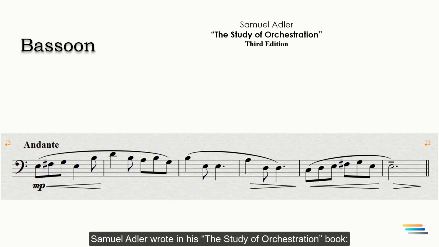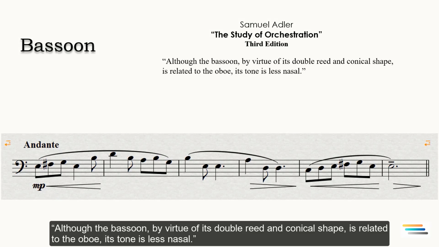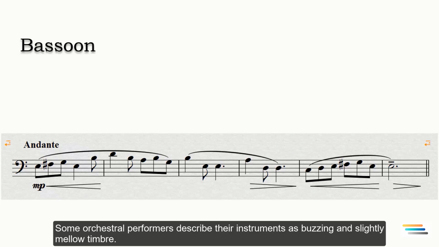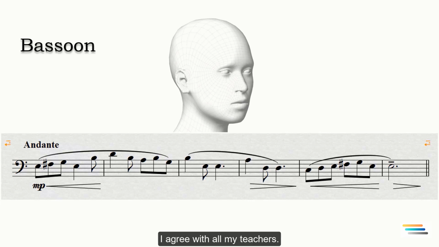Samuel Adler wrote in his The Study of Orchestration book, although the bassoon, by virtue of its double reed and conical shape, is related to the oboe, its tone is less nasal. Some orchestral performers describe their instrument as buzzing and slightly mellow timbre. I agree with all my teachers.